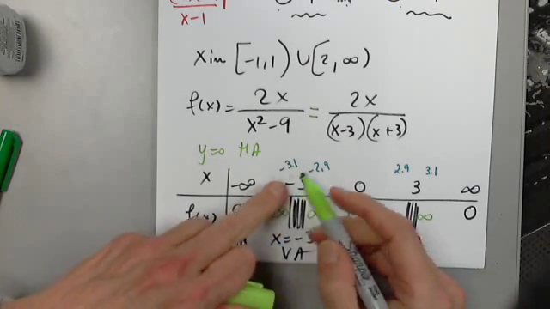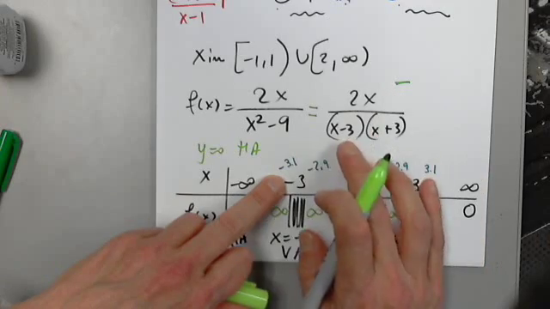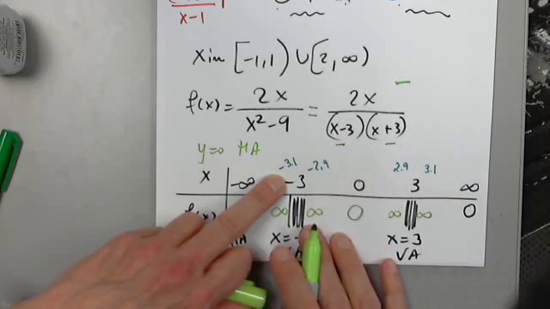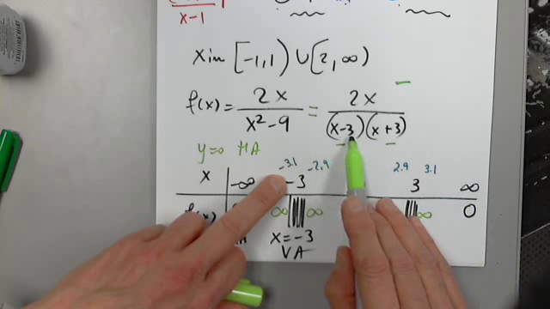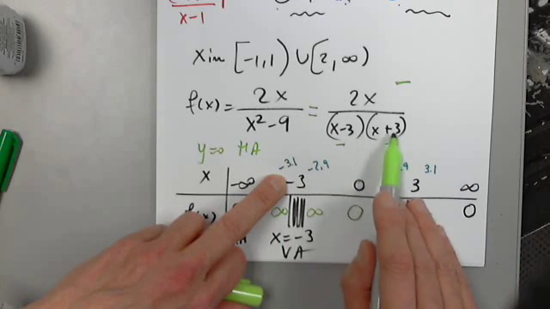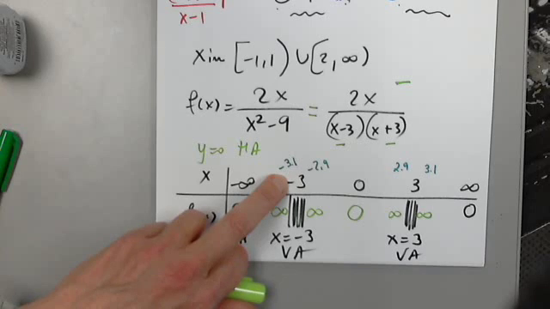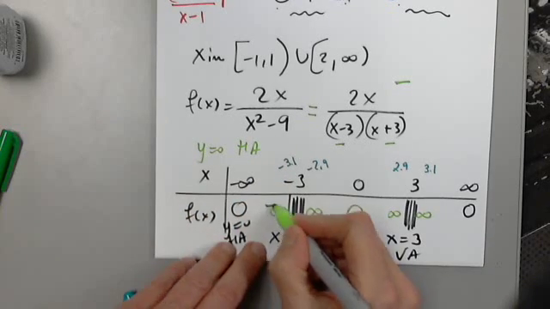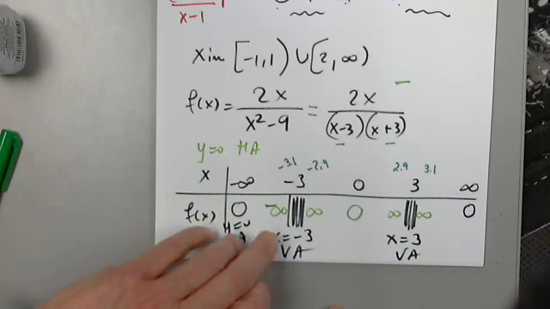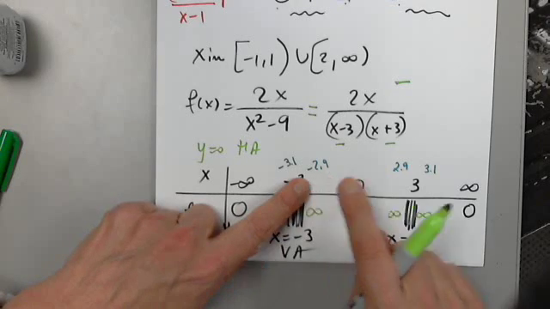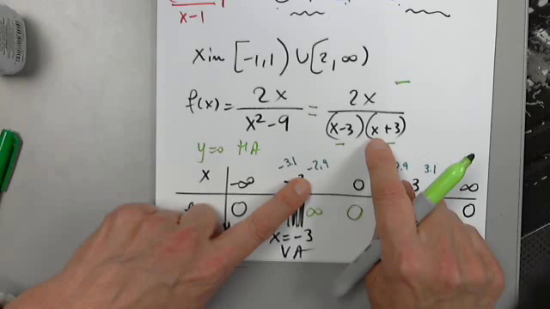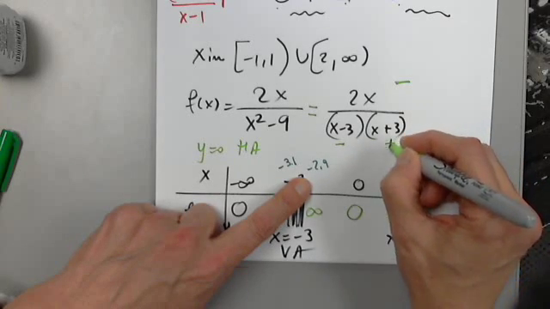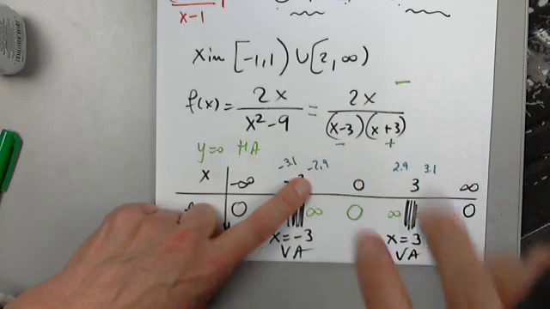Okay, with negative 3.1, the top is negative. This is negative. This is negative. So 2 times negative 3.1 is negative. Negative 3.1 minus 3 is negative. Negative 3.1 plus 3 is negative. 3 negatives. With negative 2.9, the top is still negative, but negative 2.9 plus 3 is positive. 2 negatives.